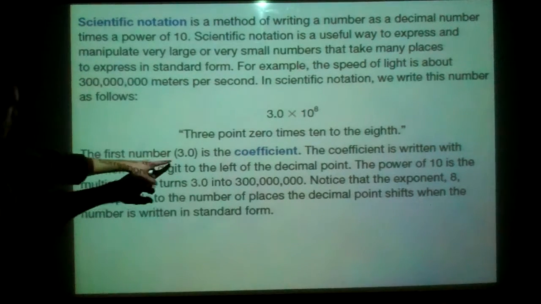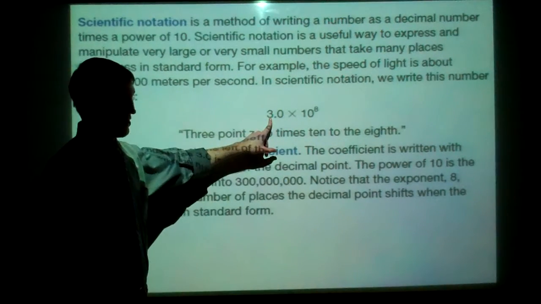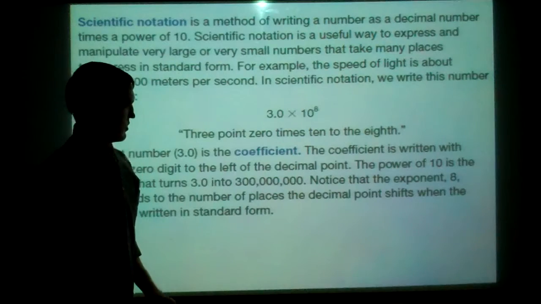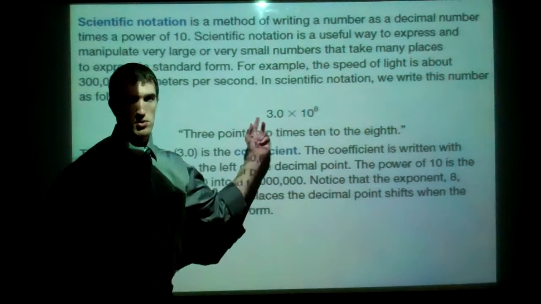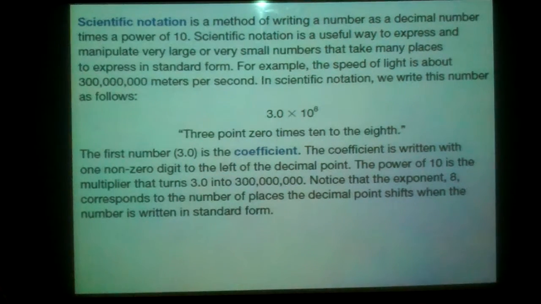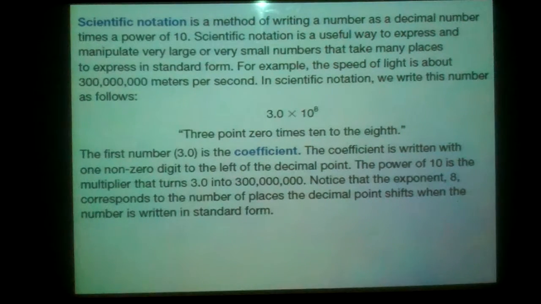So the first number, 3.0, is the coefficient. Okay? The coefficient is written with one non-zero digit to the left of the decimal point. So that would be your 3. One non-zero digit to the left of the decimal point. Basically, your rule of thumb is whatever number is right here has to be between 1 and 10. Okay? So, a number between 1 and 10. Or if you like to remember that there's just one non-zero digit to the left of the decimal, that's fine too. So the power of 10 is the multiplier that turns 3.0 into 300 million.